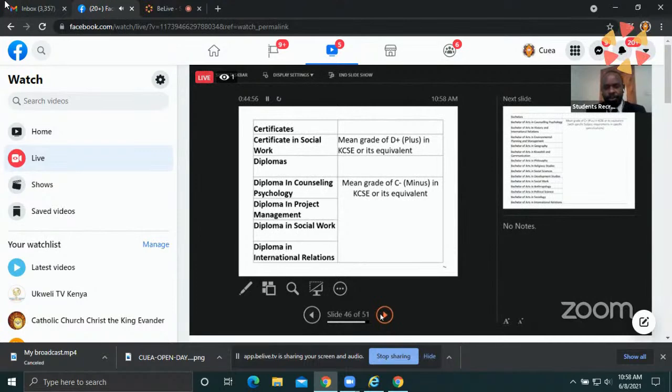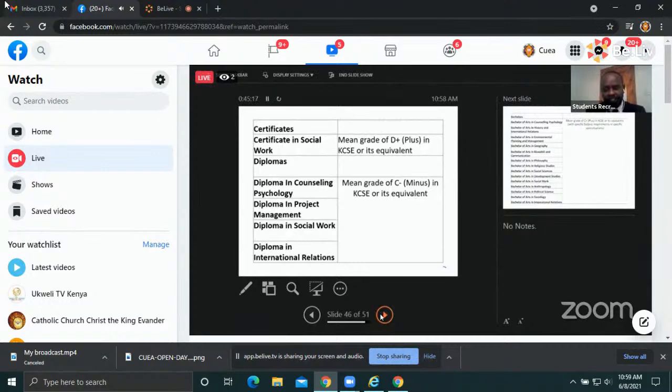We are very soon winding up the diploma in project management because it has moved to become a postgraduate diploma. We would like people who are studying this course to have at least some background in some specialization for them to be able to assist or add value in the process of project management. In this category, we require C minus in KCSE or its equivalent.